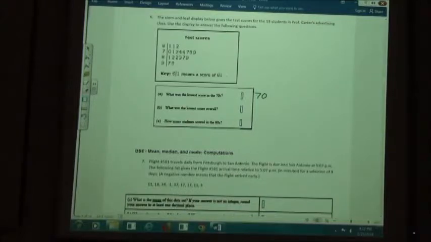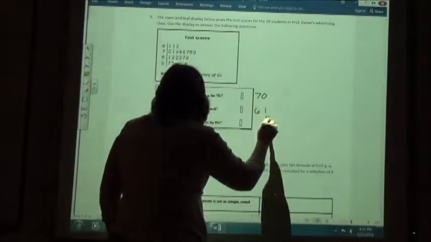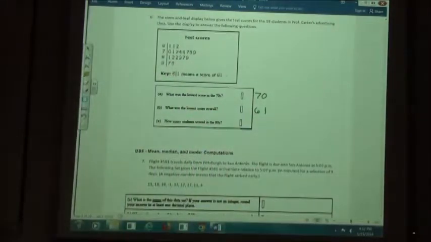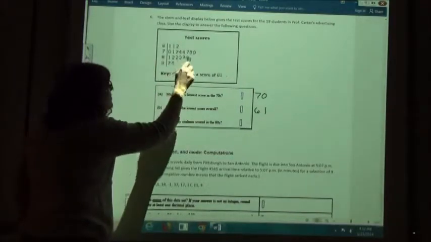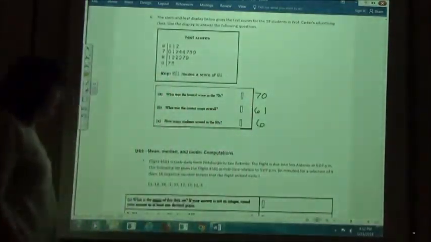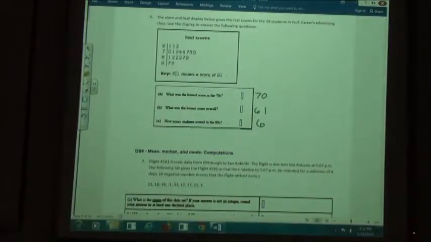What was the lowest test score overall? 61. And how many students scored in the 80s? 1, 2, 3, 4, 5, 6. All right. Those are easy enough, hopefully.